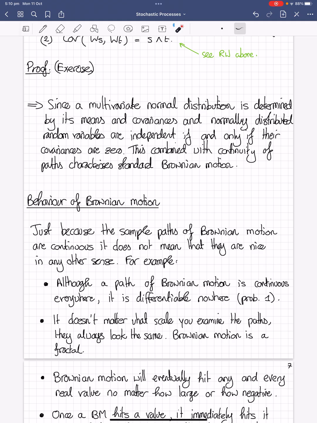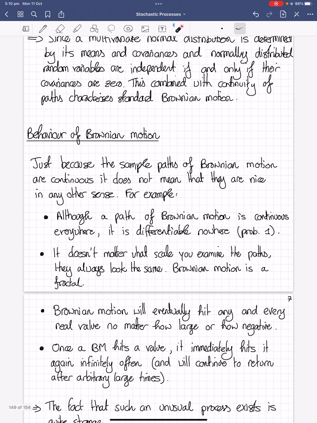The other interesting property is that it doesn't matter how you scale the paths, they always look the same. This means that if you take a path of Brownian motion and zoom into the path really closely, it's still not going to be differentiable, and it's going to look really rough, like a Brownian motion. If you zoom in again, even further, it's still going to look like a Brownian motion. You can keep on zooming in and it's always going to look the same, always going to have these jagged paths. So what's interesting is that this means the Brownian motion is a fractal. The paths of Brownian motion are fractal paths.